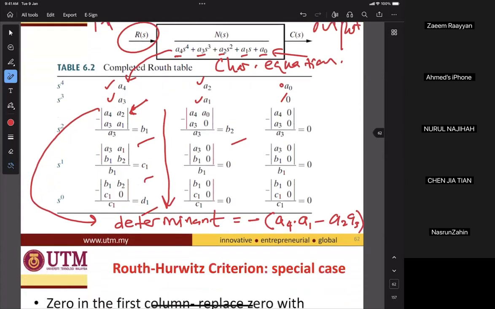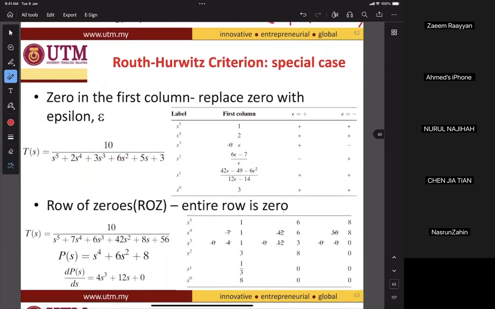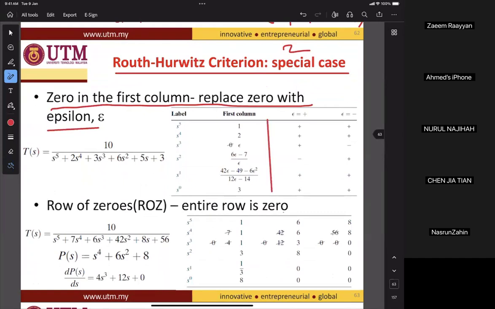For the Routh-Hurwitz criterion, we have two special cases. The first case is when there is a 0 in the first column. Column means this one. And the second one is when the entire row is 0. Entire row means the horizontal one. So, vertical and horizontal.